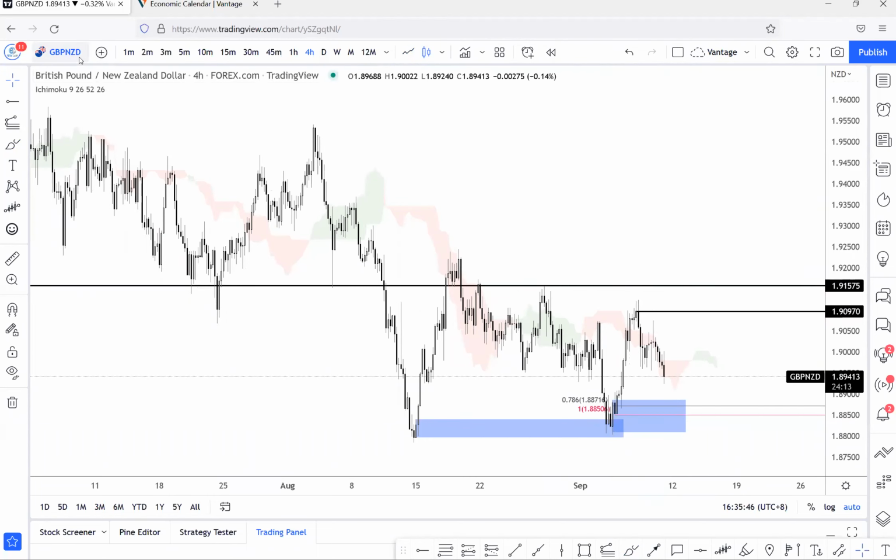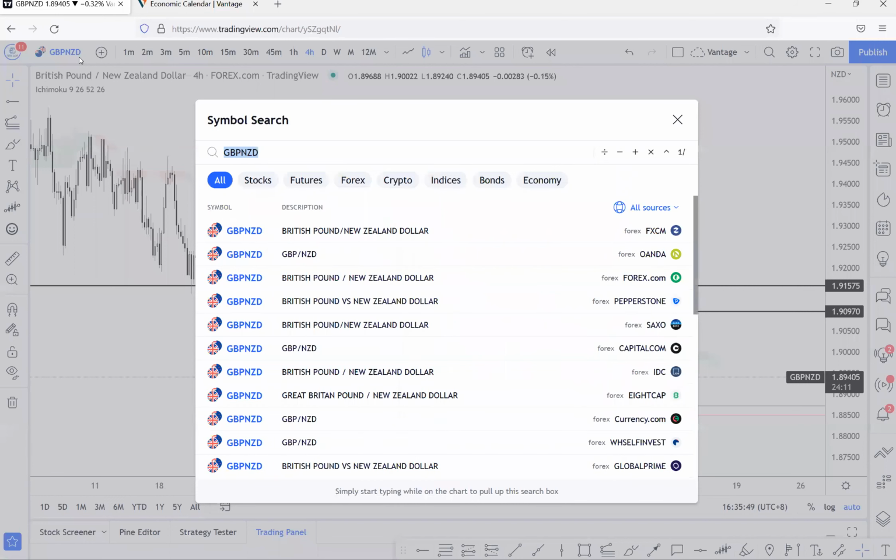Let's take a look at Aussie Franc, and then we have the last one on Euro Pound before we call it a day.